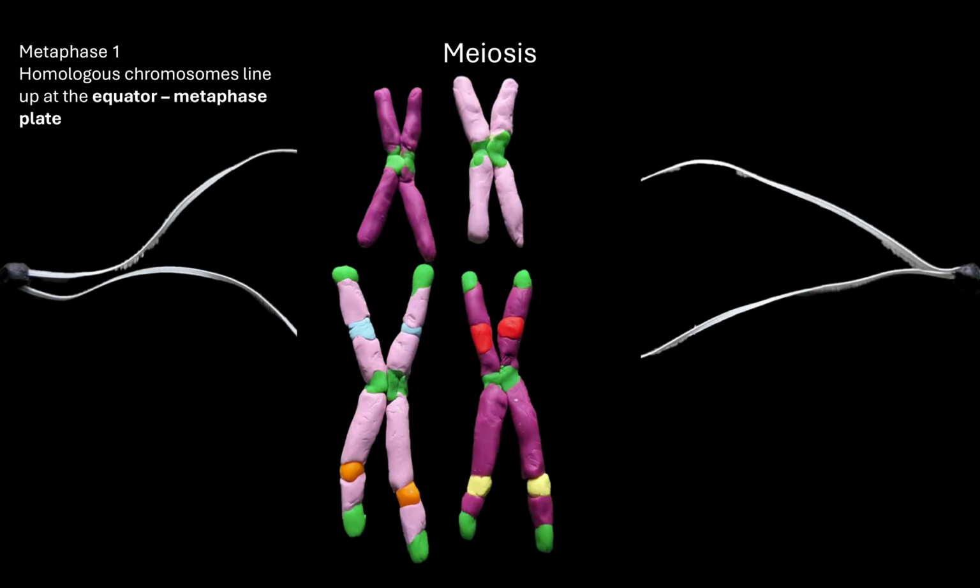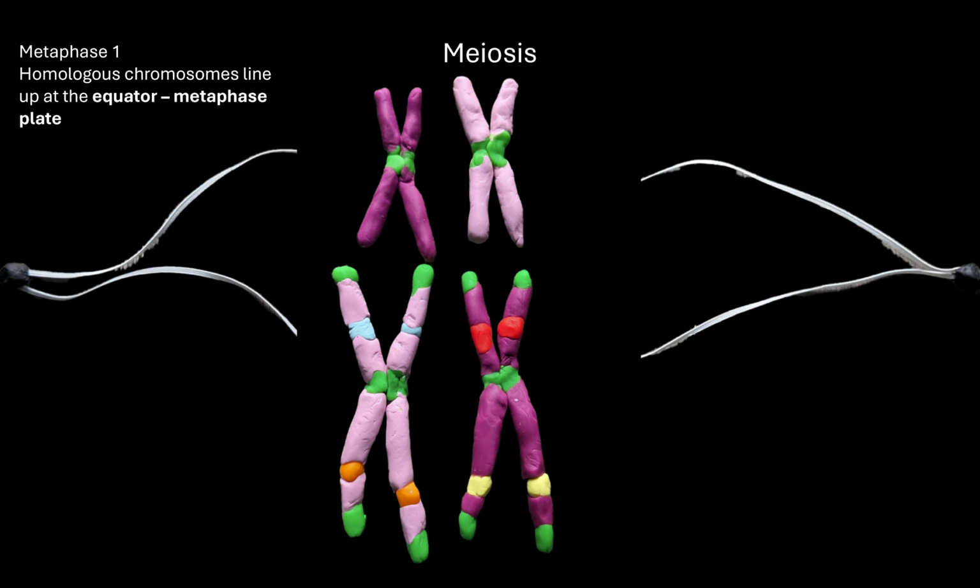Now, if we remember in metaphase of mitosis, we know that the chromosomes line up at the equator, at the metaphase plate. Well, it's exactly the same with regards to meiosis. During metaphase 1, this time, however, it's the homologous chromosomes that line up at the equator.